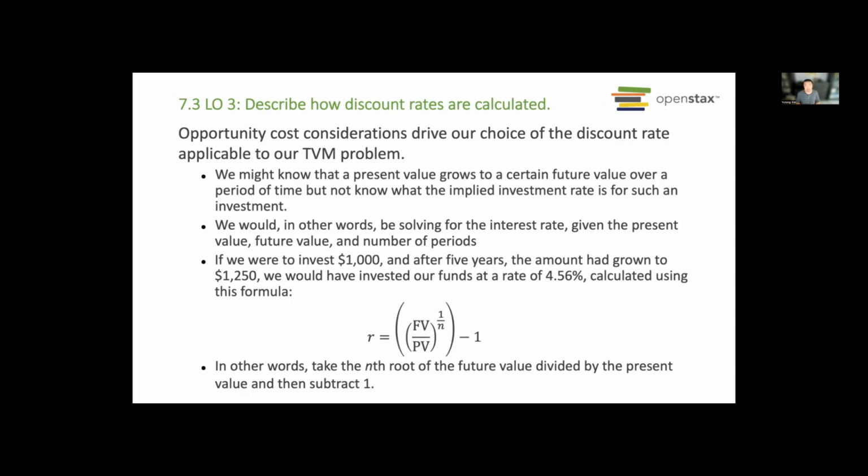So how is the discount rate calculated? In reality, the discount rate is usually implied in the markets when we trade. We might know that the present value grows to a certain future value over a period of time, but we do not know what the implied interest rate can be for such an investment.